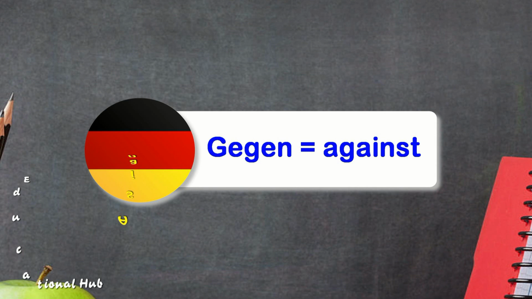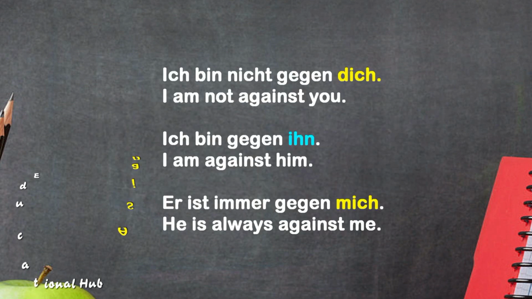Now gegen. Gegen means against. Ich bin nicht gegen dich. I am not against you. Ich bin gegen ihn. I am against him. And er ist immer gegen mich. He is always against me.